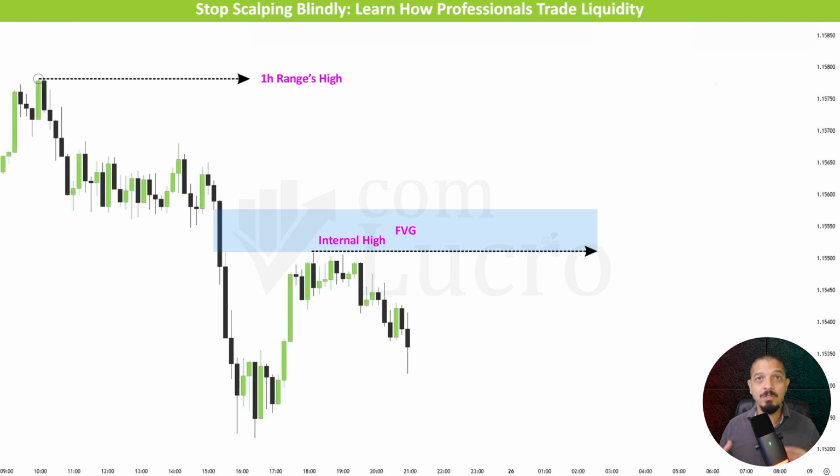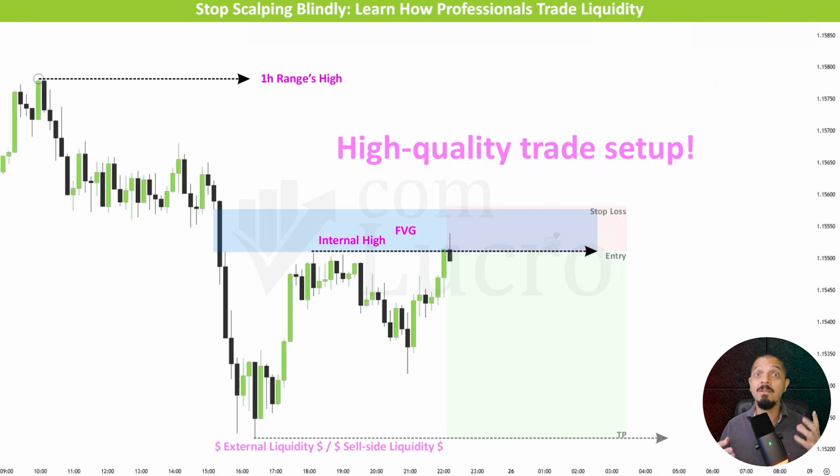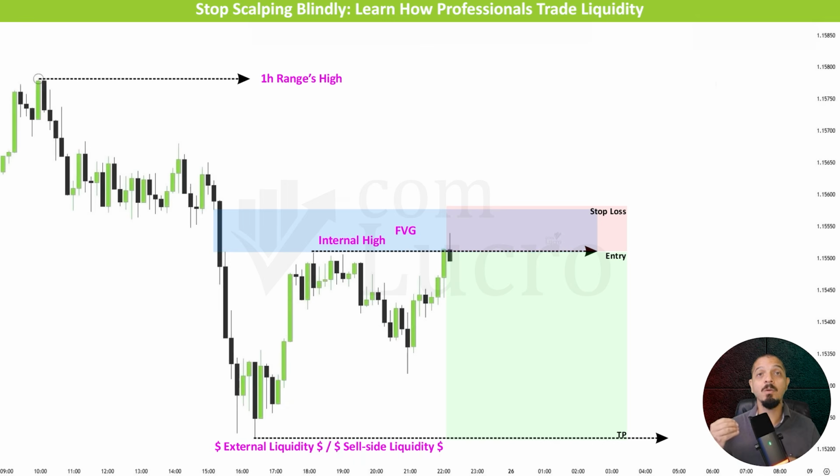There is one important exception that can create a high-quality trading opportunity. When price sweeps internal liquidity just before reaching an unmitigated fair value gap on the opposite side, the probability of a strong move toward the next external liquidity pool increases significantly, especially when it aligns with the higher time frame trend. In this situation, internal liquidity acts as fuel, not as the final objective.